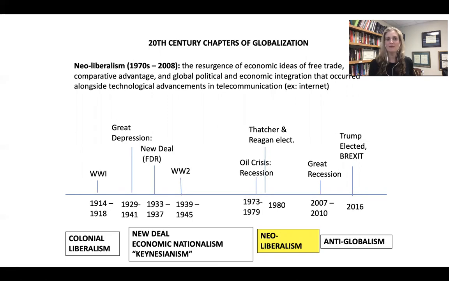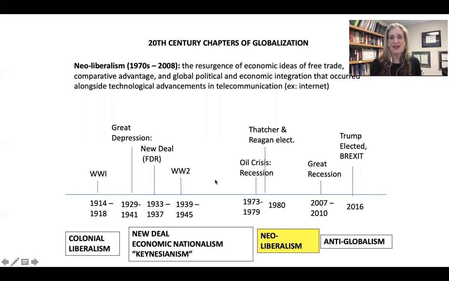It's a chapter of globalization's history characterized by the resurgence of economic ideas of free trade, comparative advantage, and global political and economic integration that occurred alongside technological achievements in telecommunication. We want to remind ourselves of the idea of free trade that's epitomized by NAFTA. This is classic liberal economic theory, hence the word liberalism here.